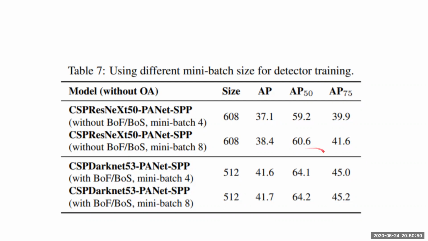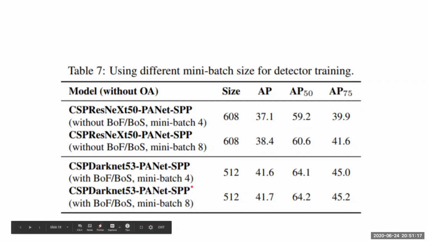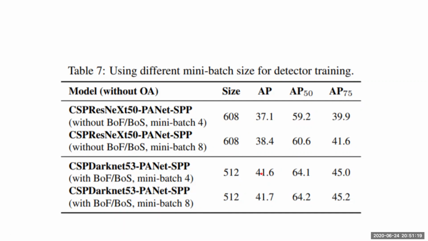So here, if you can see, on top of the ResNeXt 50 with a mini batch size of 4, and without these features, the bag of freebies and bag of specials, by varying the mini batch sizes alone, the average precision score is actually drastically changing. But here, if you see, with the features of the freebies and the specials, even if you change the mini batch size from 4 to 8, the average precision doesn't change very much. So this is one big improvement that the model creators have done.